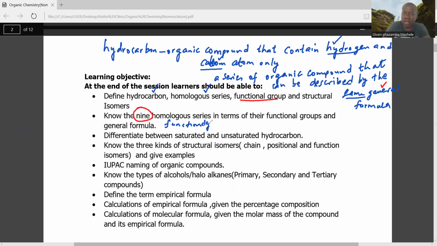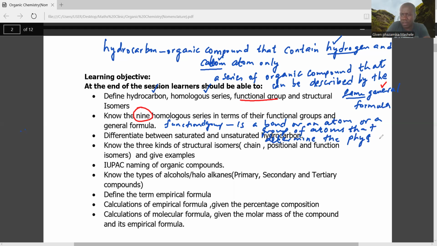Functional group is a bond or an atom or a group of atoms that determine the physical and chemical properties of that group of organic compound.